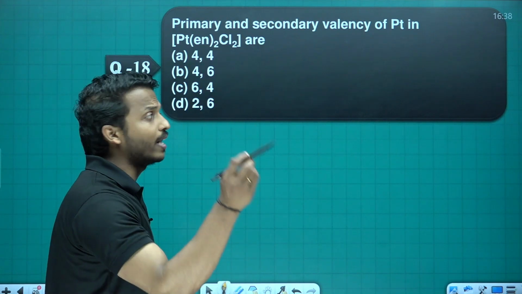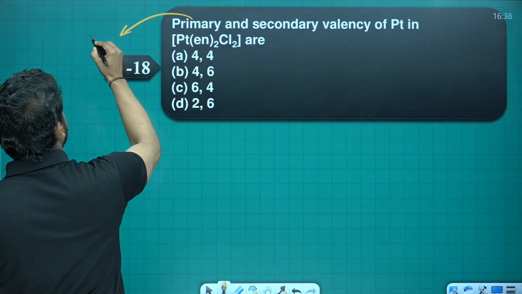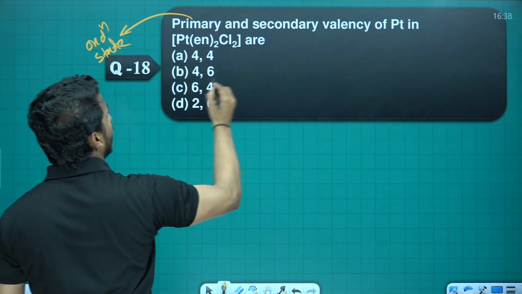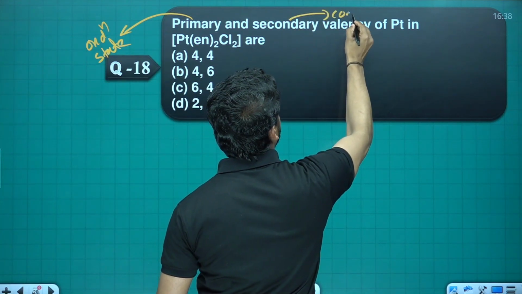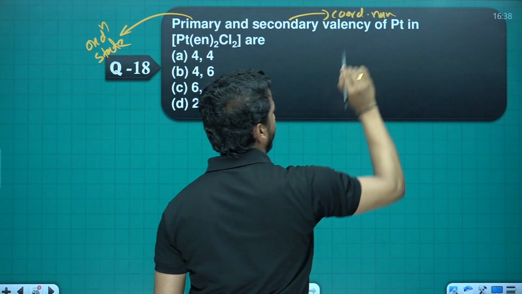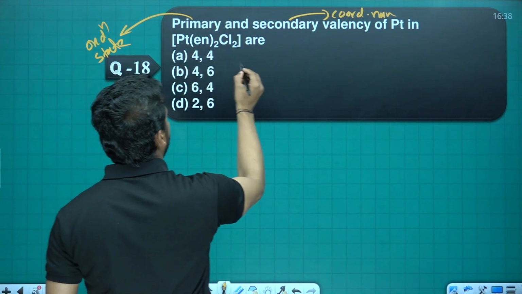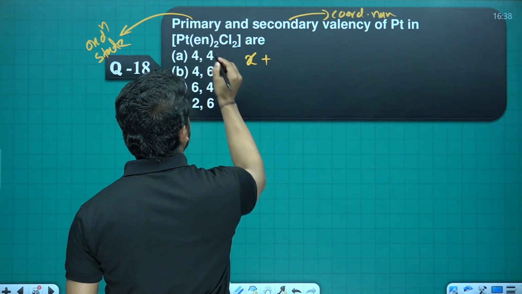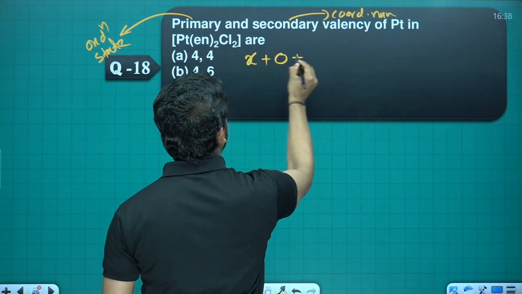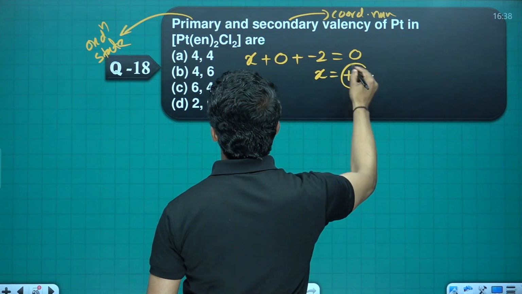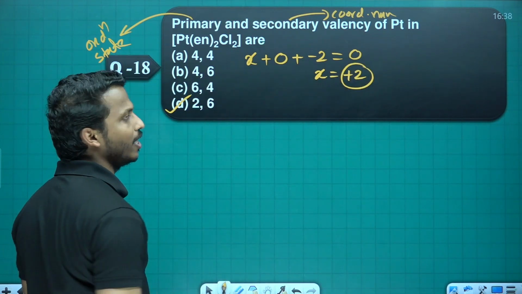Now, what is the primary and secondary valency of platinum in this one? According to Werner's theory, primary valency gives the oxidation state. Primary valency gives the oxidation state. Secondary valency gives you the coordination number. So calculate the oxidation state and coordination number. Here platinum oxidation state X, en is a neutral ligand, 2 chlorine -2, overall 0, X is equal to +2. So 2 something, that is option D.